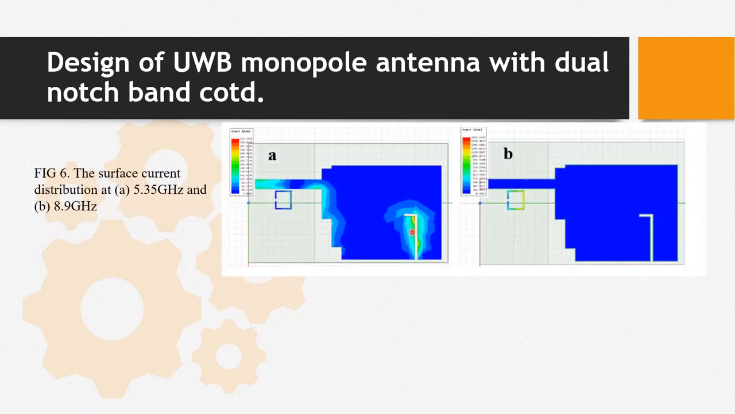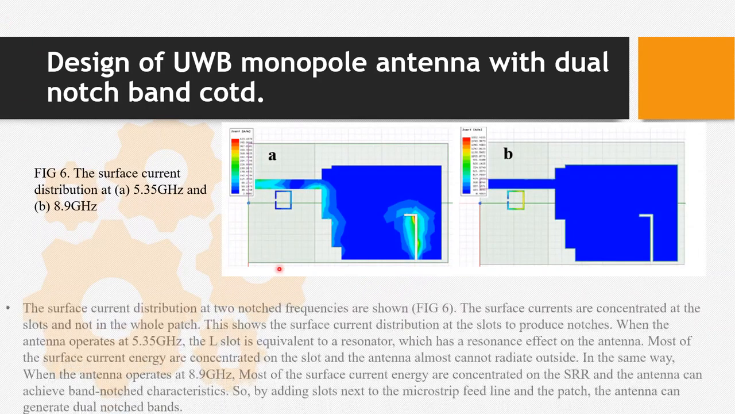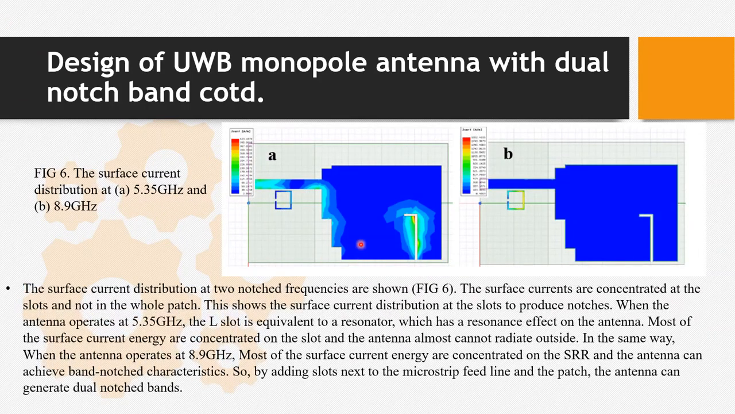Next, this is the surface current distribution which is shown. The L slot here is equivalent to a resonator at lower frequency, which has a resonance effect on the antenna. Most of the surface current energy is concentrated on the slot, and the antenna almost cannot radiate outside. Here in figure B, it is also shown that the antenna is not radiating at the higher frequency.